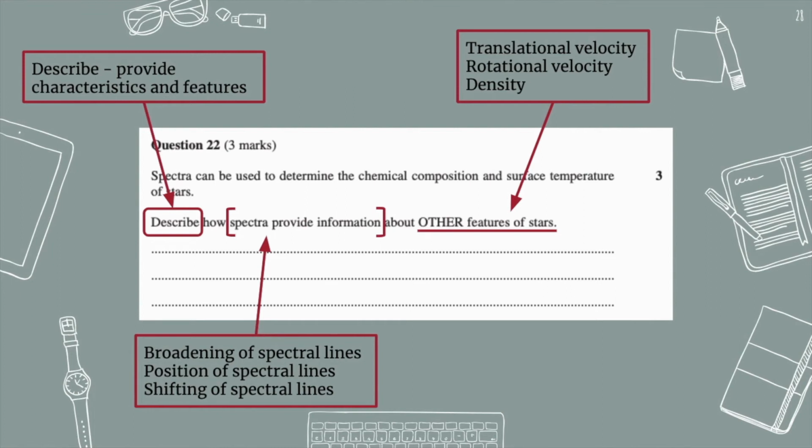And the content that is going to need to be addressed in this question is the information that I can obtain from the spectra of the stars. So the information I can obtain from the spectra refer to things like broadening of the spectral lines, the placement or position of those spectral lines, and any shifting that might occur as a result of some of the features of those lines.